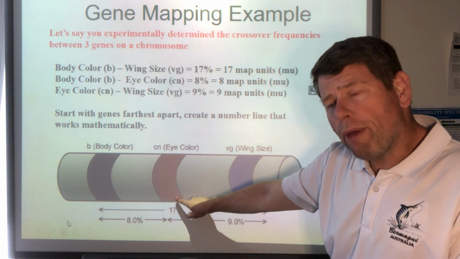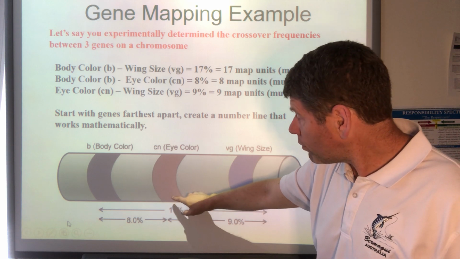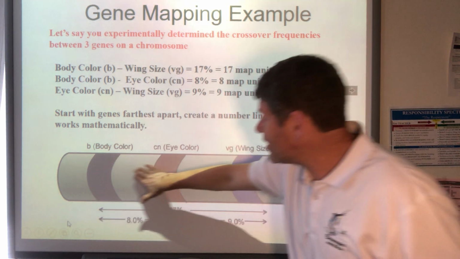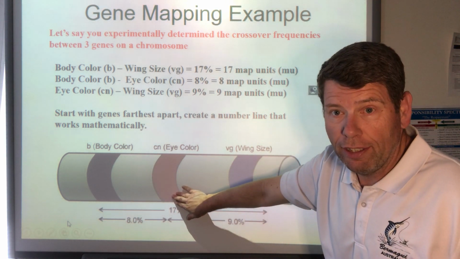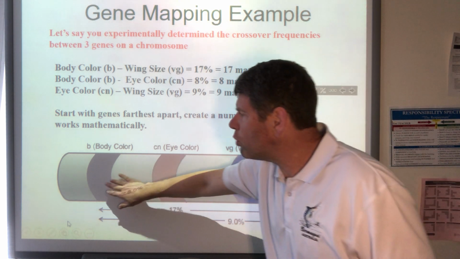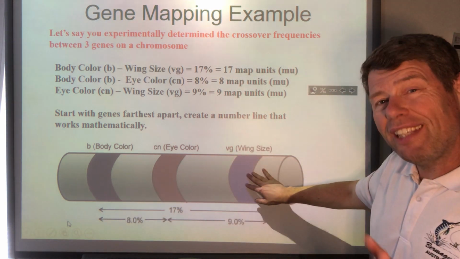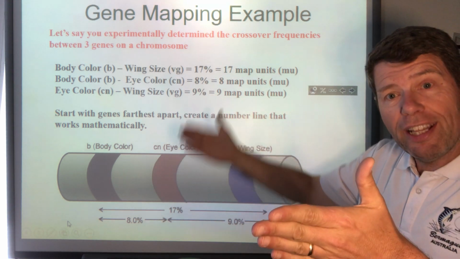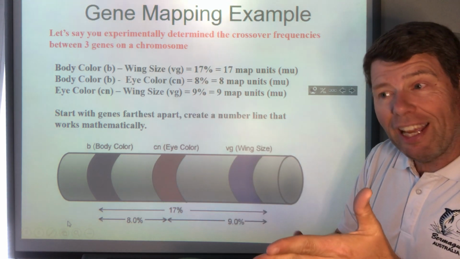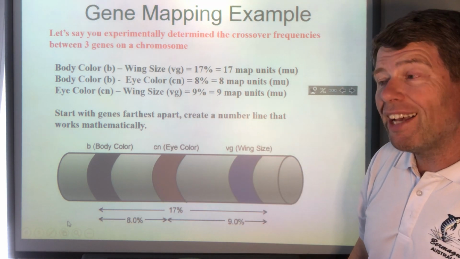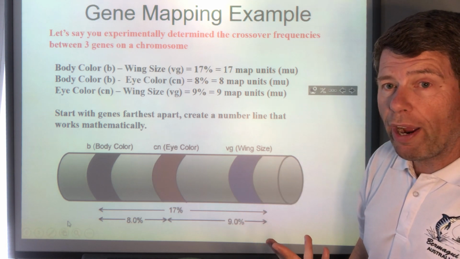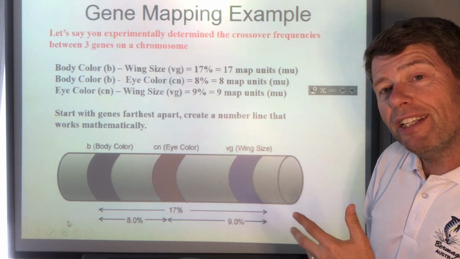And we are assuming that eye color is 8 map units this way, to the right, because we've started with the 2 genes we believe are the furthest apart and that the other genes will fit in between. Now you have to be careful with that, because I have seen some questions where if you made that assumption, you might be in a little bit of trouble.